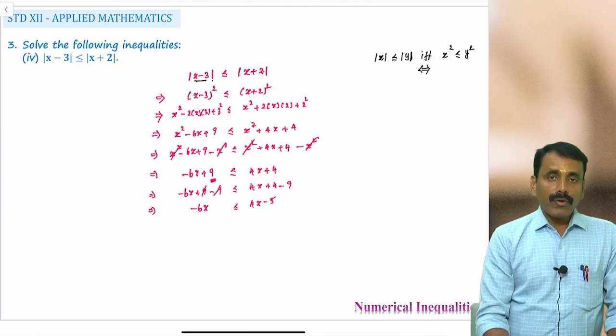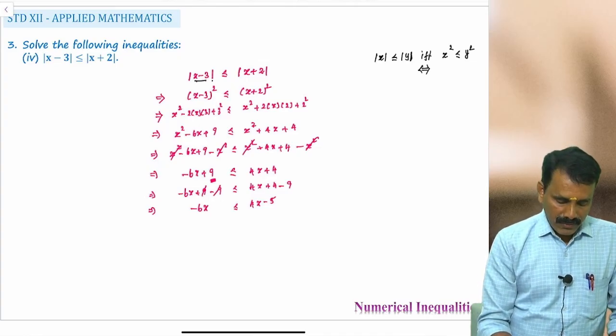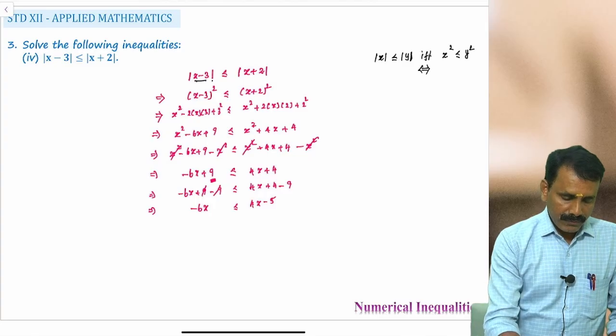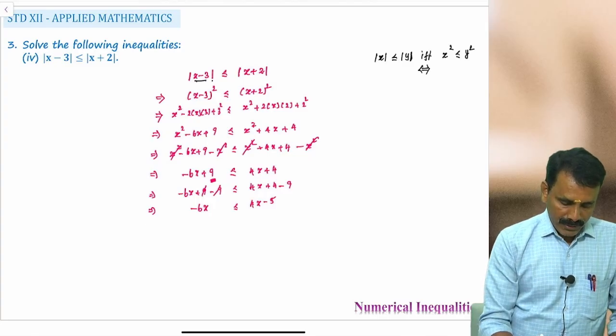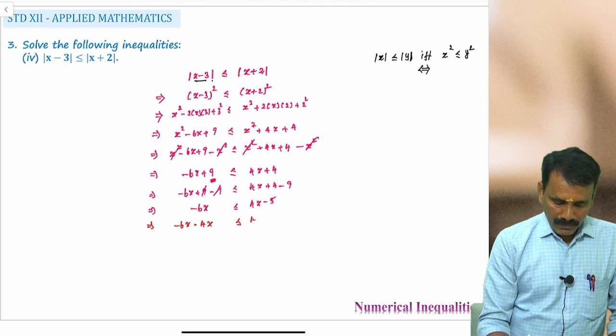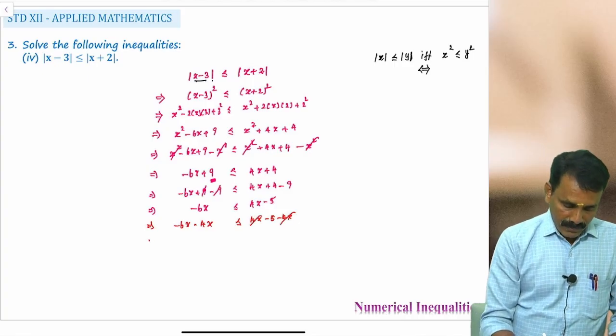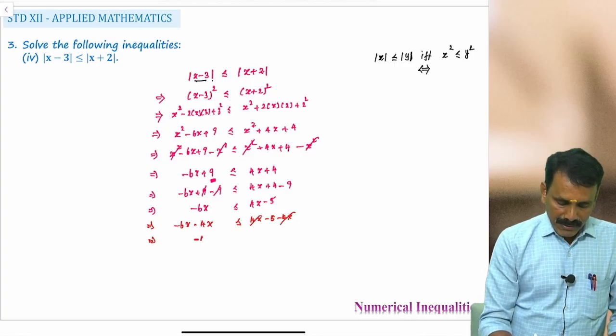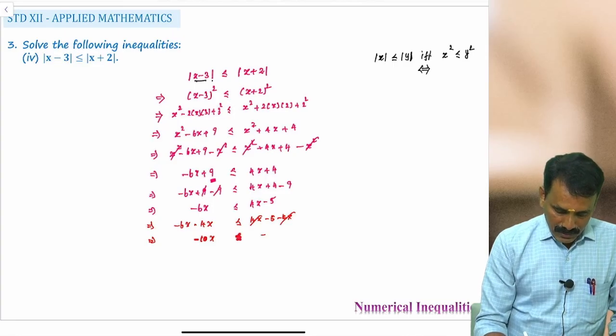So to remove 4x which is on the right hand side, we add the additive inverse of 4x, that is minus 6x minus 4x less than or equal to 4x minus 5 minus 4x. So 4x cancels. So when you simplify this expression, minus 10x is less than or equal to minus 5.